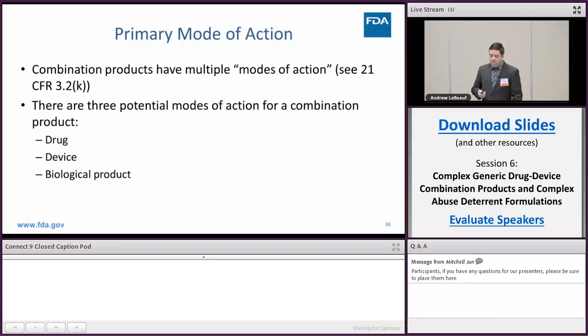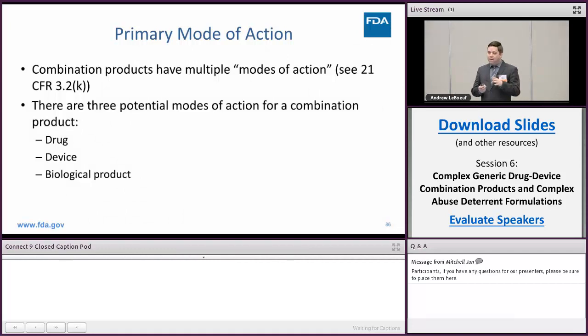Now, this is a very important concept when it comes down to combination products, which relates to the primary mode of action. And as I mentioned before, there are different medical products that could be combined for use to actually form a combination product. Let's go over those examples again. It could be a drug and device, it could be a drug and biologic, it could also be a device and biologic, or it could be all three together.